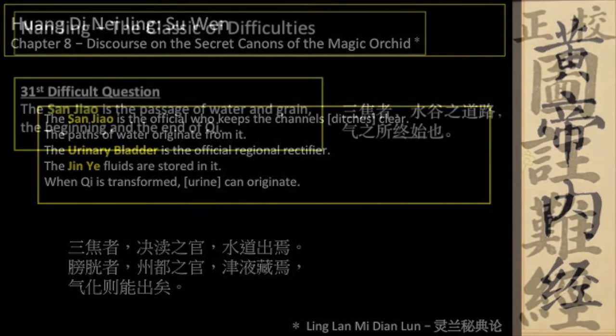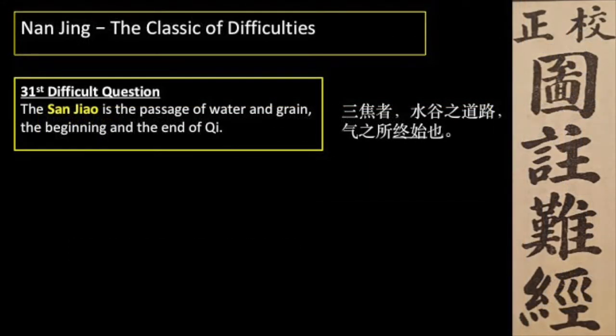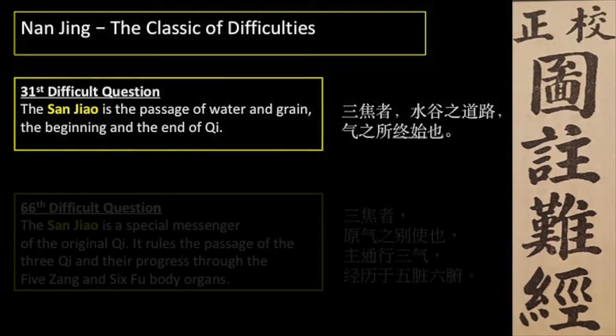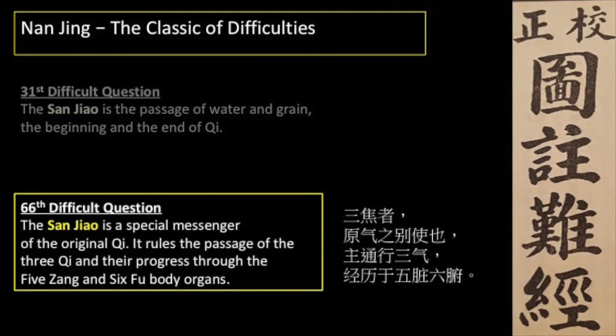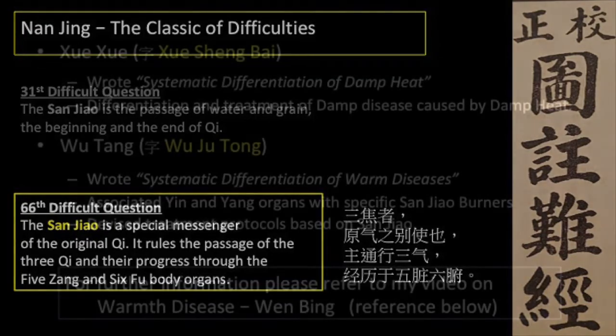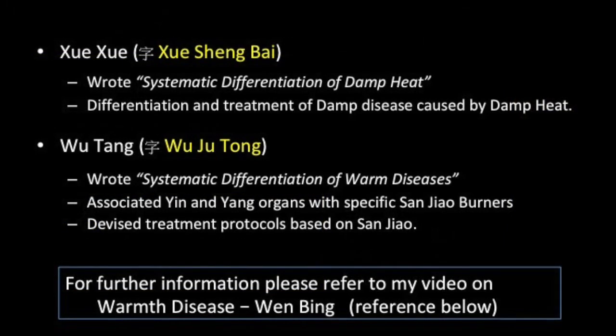The Nanjing, or Classic of Difficulties, expands further on the Sanjiao. The 31st difficult question states that the Sanjiao is the passage of water and grain, the beginning and the end of qi. The 66th difficult question states that the Sanjiao is a special messenger of the original qi. It rules the passage of the 3 qi and their progress through the 5 zang and 6 fu organs. Xue Shangbai and Wu Jutong wrote extensively on dampness and the Sanjiao, and I talk about this material in my video on the Wen Bing School of Medicine. You can find the link to that video in the information section below.